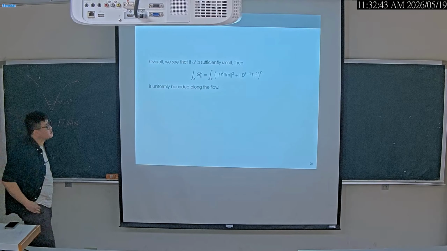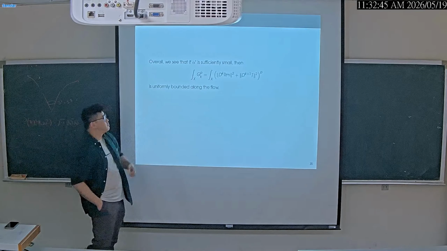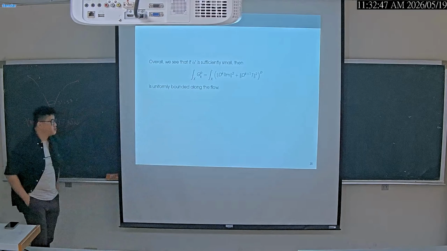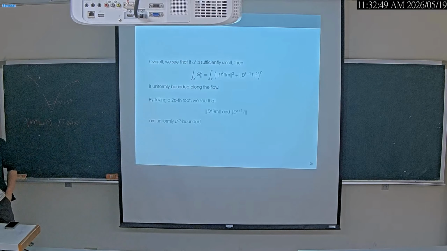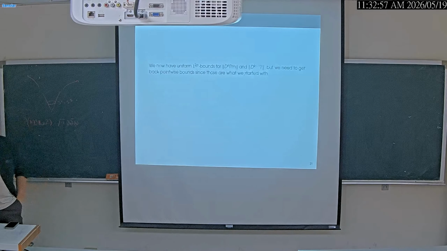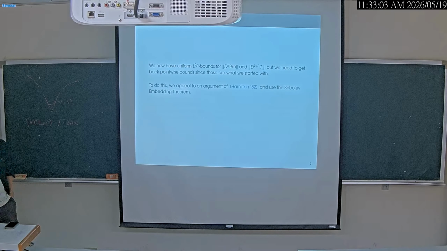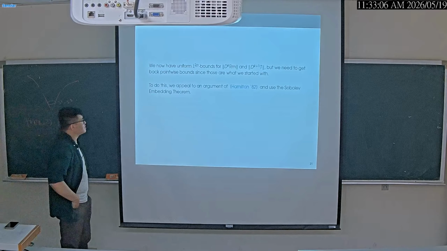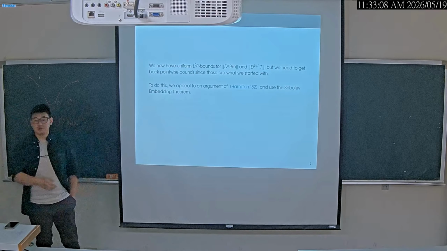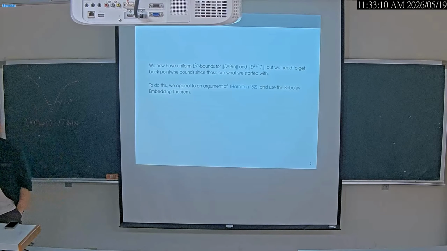And based on the choice of the test functions, which are derivatives of curvature and derivatives of torsion, you have that these are bounded along the flow, and so you have L2P bounds constructed from this whole argument. Now, there's still some issue. We started with point-wise bounds, but we've got L2P bounds, so we have to get back to point-wise bounds. You can appeal to an argument of Hamilton and use the Sobolev embedding theorem to go back from LP bounds to the point-wise bounds.